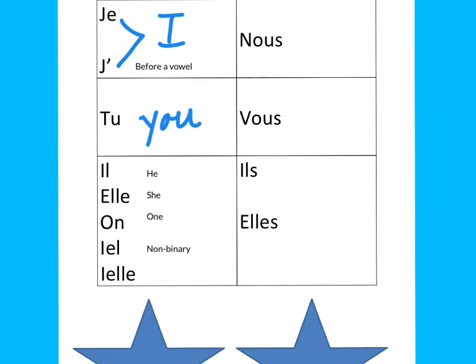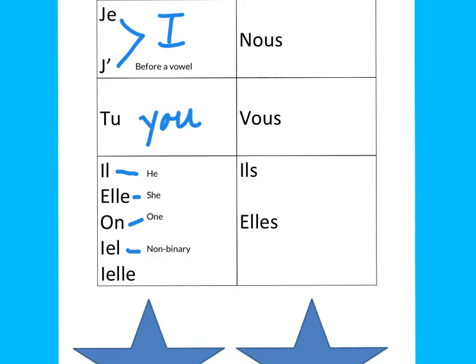D'accord. I've gotten the third box set up a little bit for you here, and you'll notice there are 5 pronoms. Il, meaning he, elle, meaning she, and on, meaning one. We do use one to talk about people in general, like when one does something, not a specific person but more general, like when one goes to Paris, one visits the Eiffel Tower.